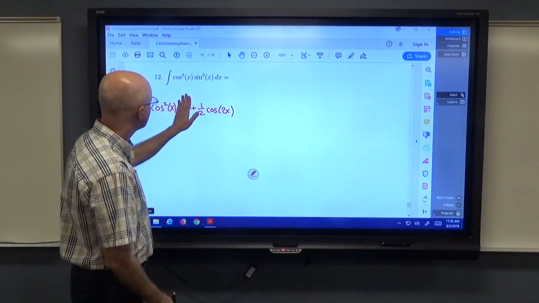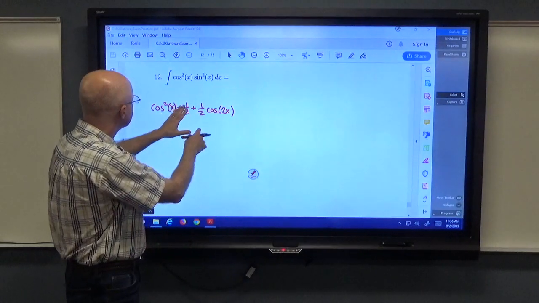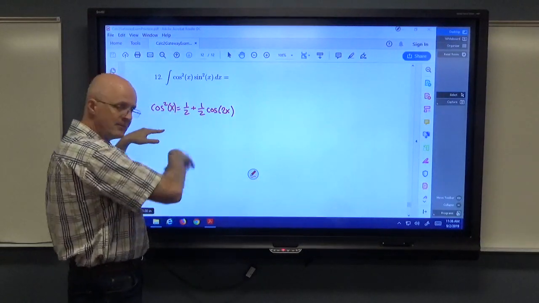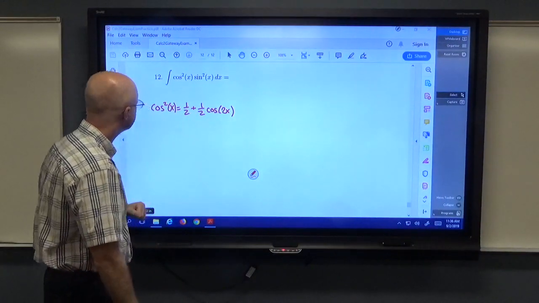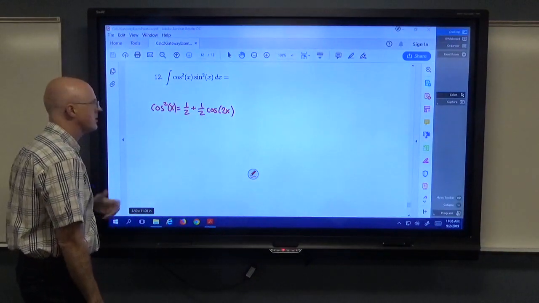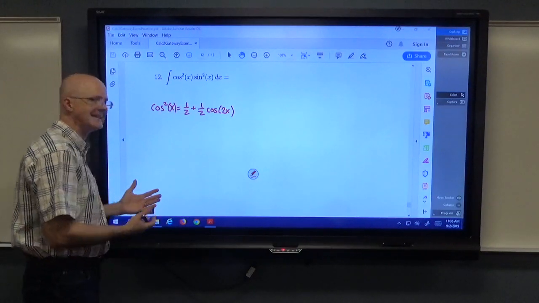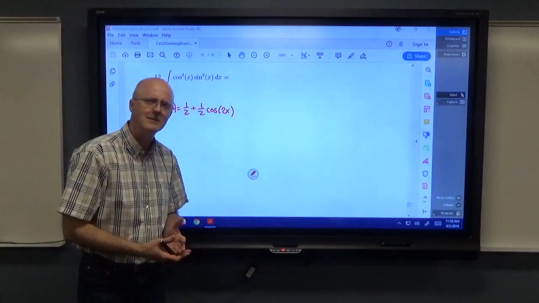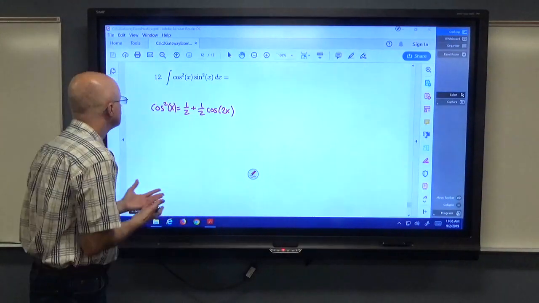If you graph just this one, you'll get something that's lower than this one, but matching its oscillations by a vertical shift of 1/2. Plug in numbers, you get the same values. This is true. It's an identity. It's not an equation to solve. It's equal for all x, no matter what x is.